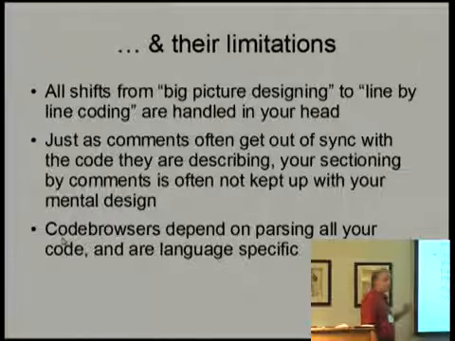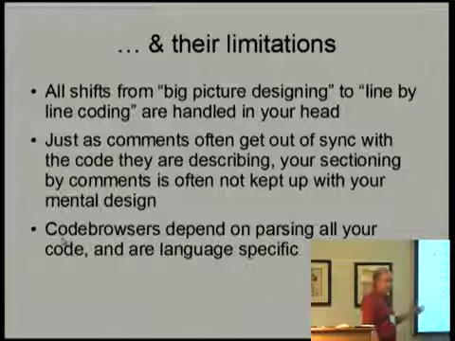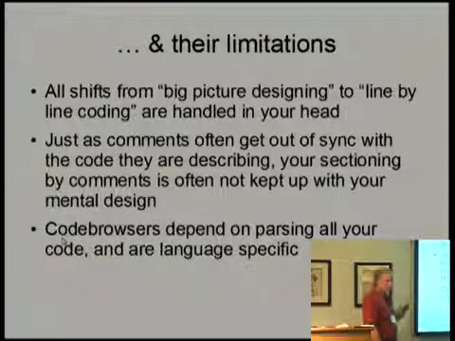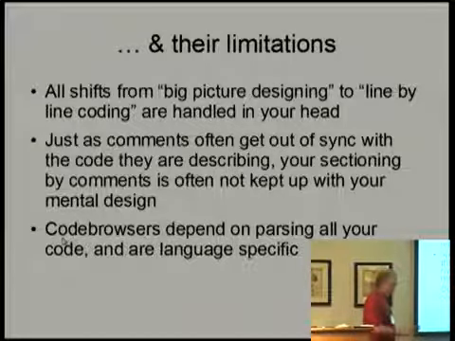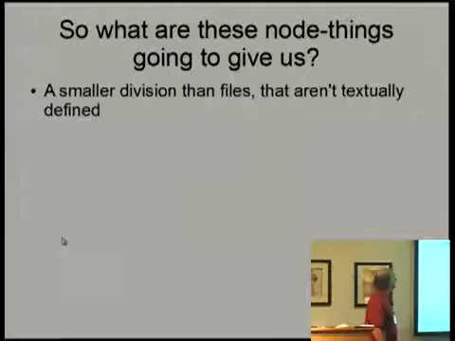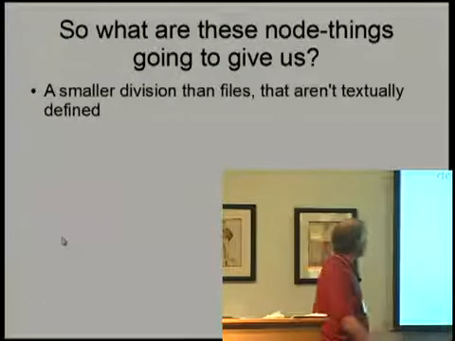And code browsers are good, but they're strictly based on text parsing for features in your code, and they're language specific, because they have to know what patterns to look for. So I mentioned these node things. What are these node things going to give us? These are what are going to give us the division below files that are going to be real, in a sense. They're not going to be textually defined. They're going to be supported by Leo.